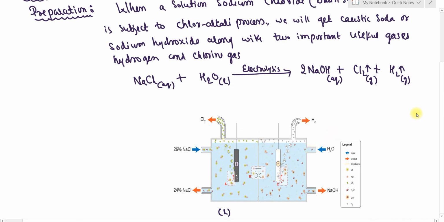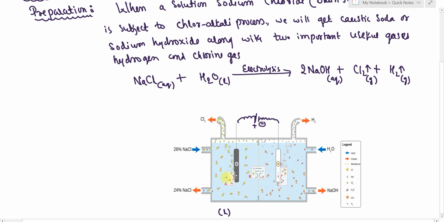Here we are going to take 26 percent sodium chloride, or 23 percent in some books. 23 percent sodium chloride is called what? Brine solution. When 26 percent sodium chloride is taken in a chamber, this chamber has two parts. Here two electrodes are present, one cathode and one anode. Suppose this is minus, this is plus and this is minus, and these are connected to a battery. The current starts flowing through the brine solution.